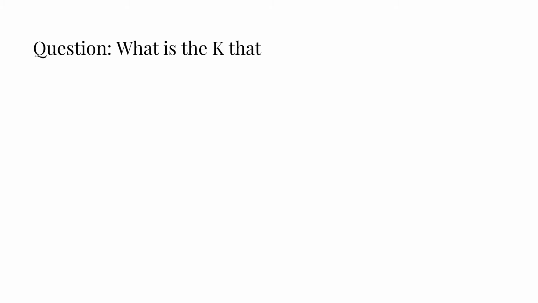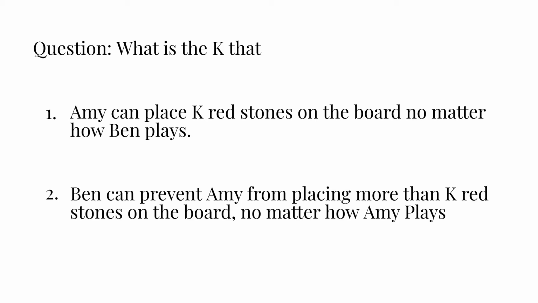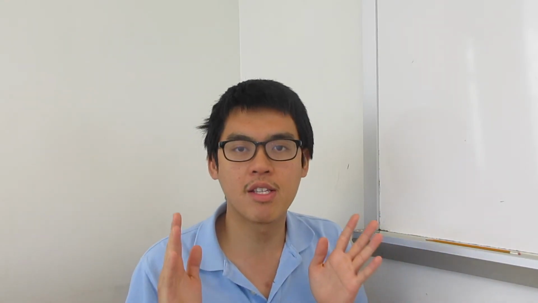So to rephrase the question, we find the k that satisfies two properties. One, Amy can put k stones no matter how Ben plays. And two, Ben can block Amy from putting more than k stones no matter how Amy plays. So that's pretty much all you need to know about the setup of the problem.